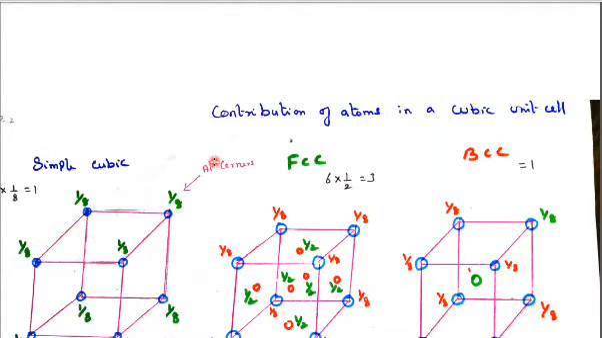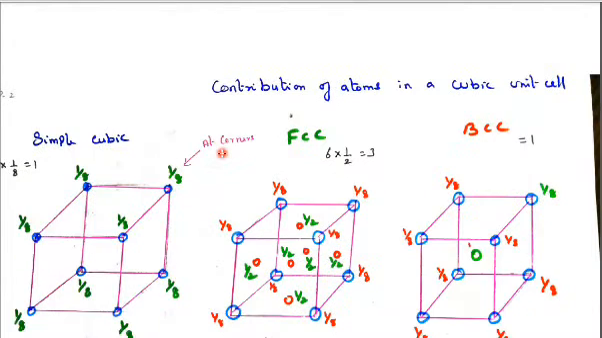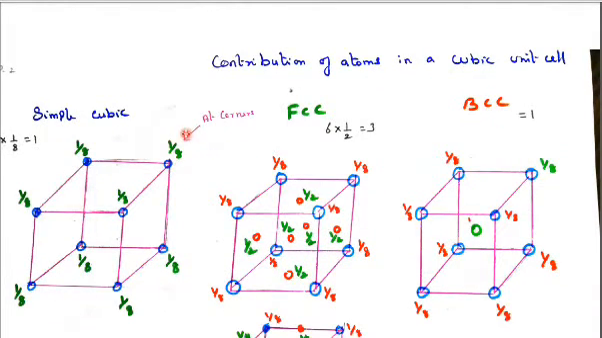Here is the contribution of atoms in a cubic unit cell. Last class we saw all the diagrams of simple cubic, face-centered cubic and body-centered cubic. 8 into 1 by 8 equal to 1. All 8 corners are shared, so we write 1 by 8 for each corner of the simple cube. If it is face-centered, it is shared by 1 by 2.